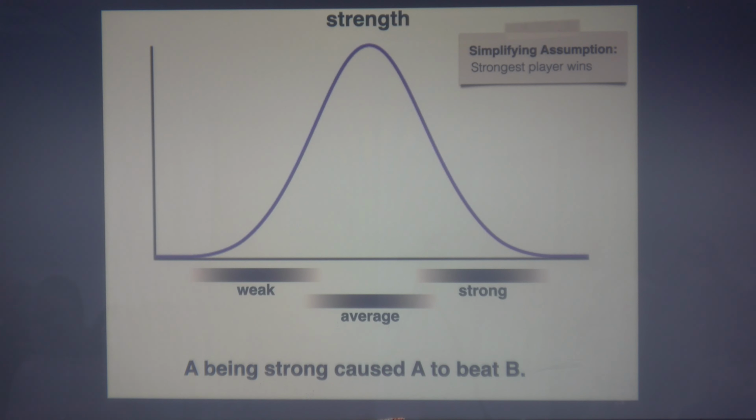I'm going to make another simplifying assumption, not in the model, but just for exposition, which is that the strongest player always wins. In the model, it's actually probabilistic: the stronger player beats the weaker player with probability proportional to how much stronger they are. But it'll be easier to explain it not that way.